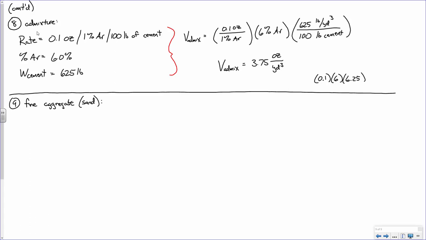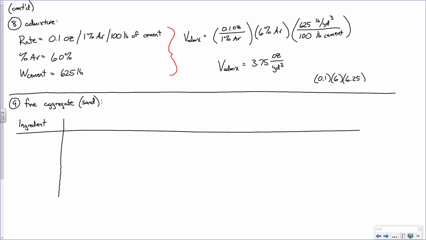Now, I provided you all a little table and some guides to go along with this, so I'm going to go along with this table. Note that we're doing this for 1 cubic yard, so I'm going to leave the pounds per cubic yard off and just deal with pounds. So, ingredient. Let's look at water. How many pounds of water are we throwing into 1 cubic yard?